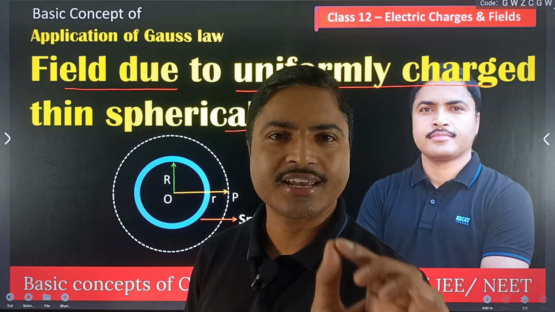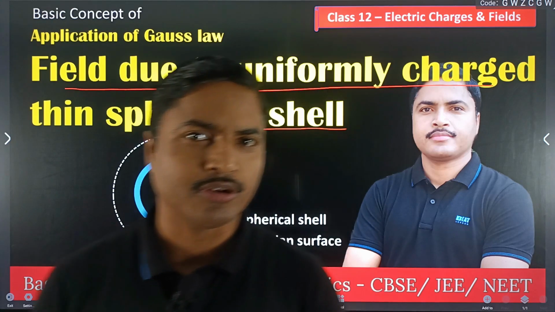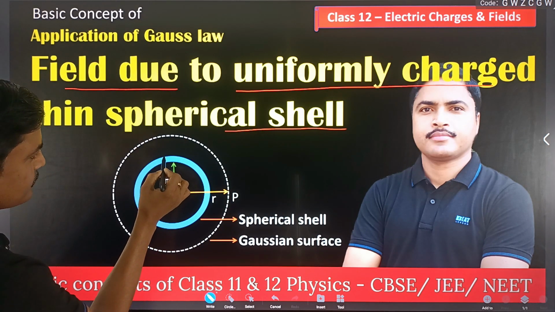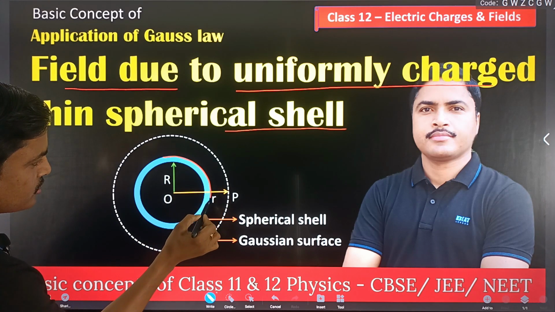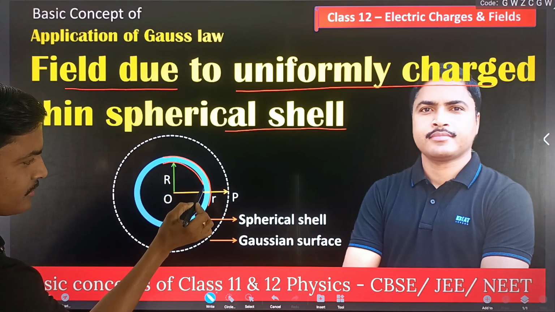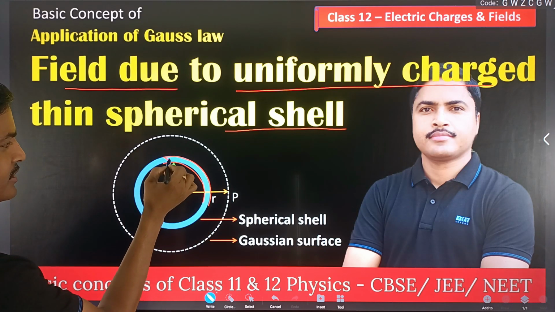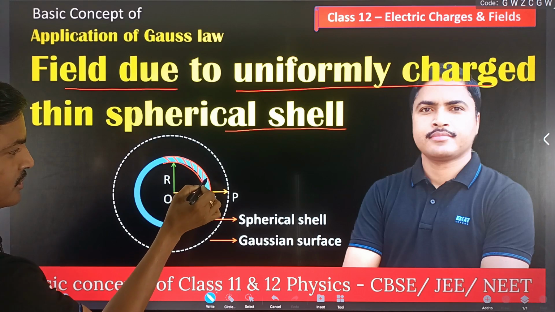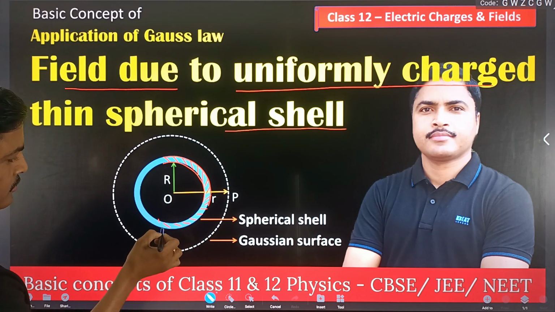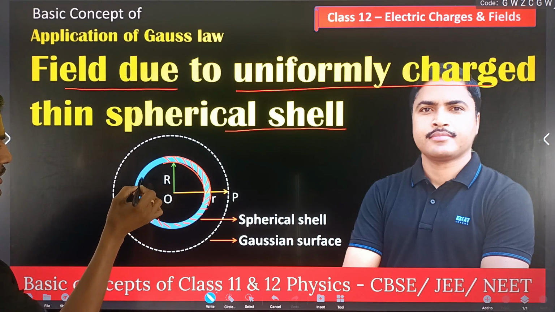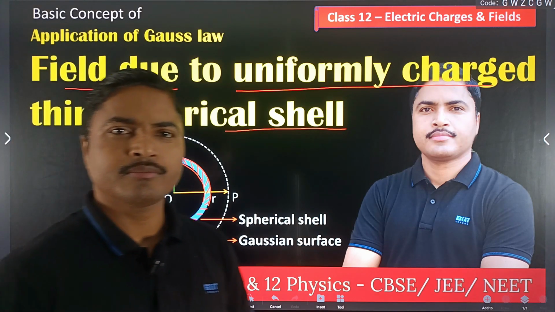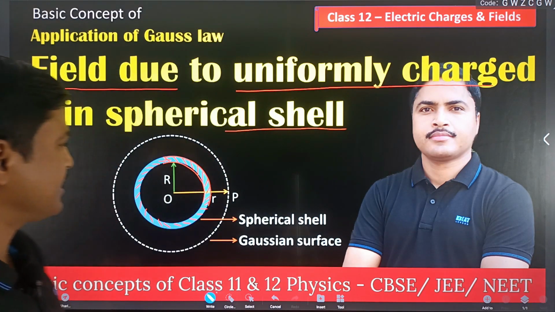Thin spherical cell means its thickness is very small, just like this. This is the outer surface of a hollow sphere, and this is the inner surface of the hollow sphere, and this is the region between the outer surface and inner surface, and this region is known as the spherical cell. Its thickness is very small, so that is known as the thin spherical cell. Clear?